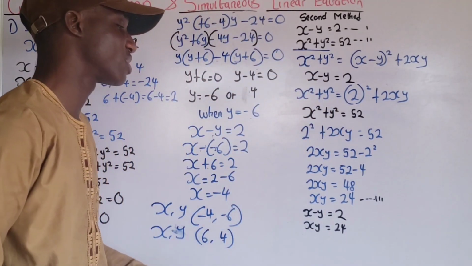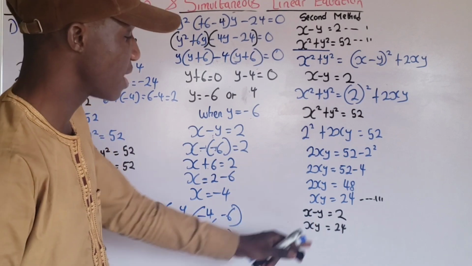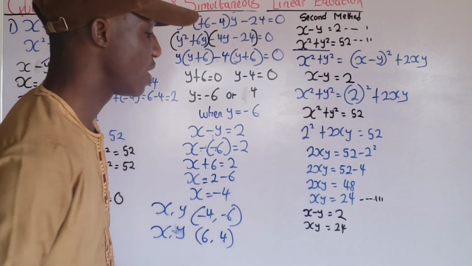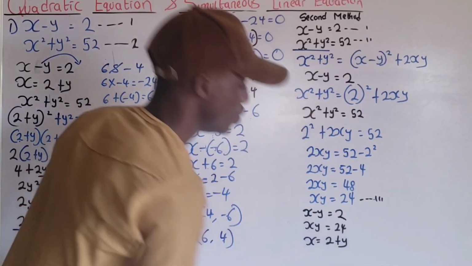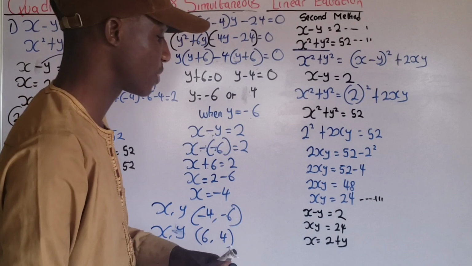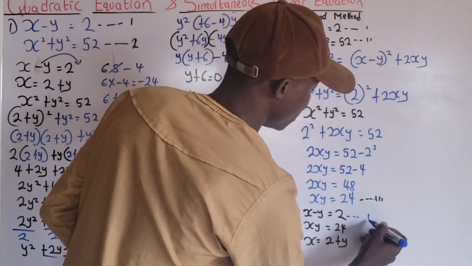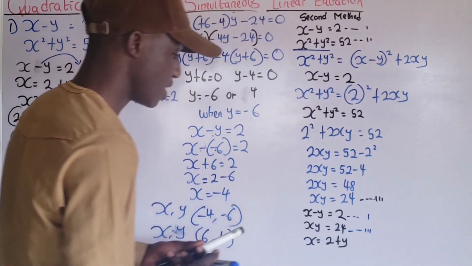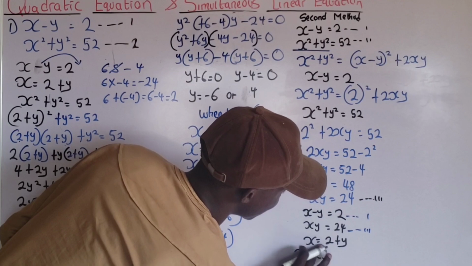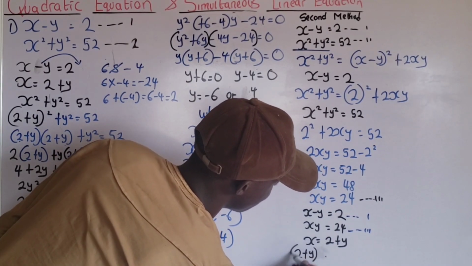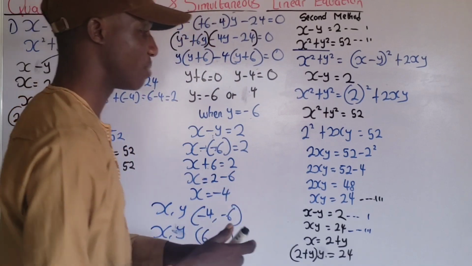Now, having gotten to this point, all you have to do is make x the subject of the relation, okay? If you make x the subject of the relation in equation 1, you are going to have x equals 2 plus y. You understand? Having made x the subject in equation 1, you substitute the value of x into equation 3. So I'm going to have (2 plus y) into bracket y, (2 plus y) times y equals 24. Now let us open the bracket.